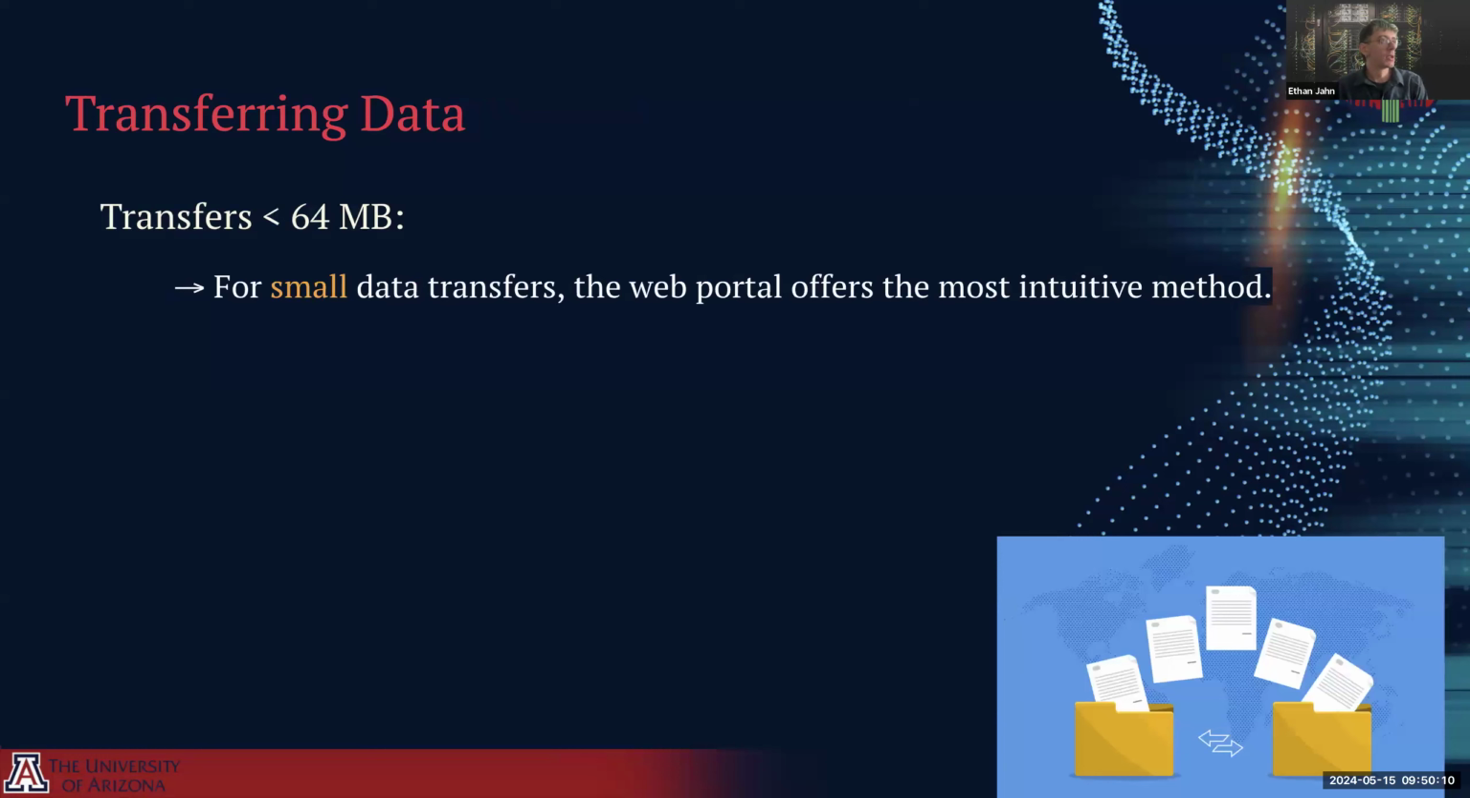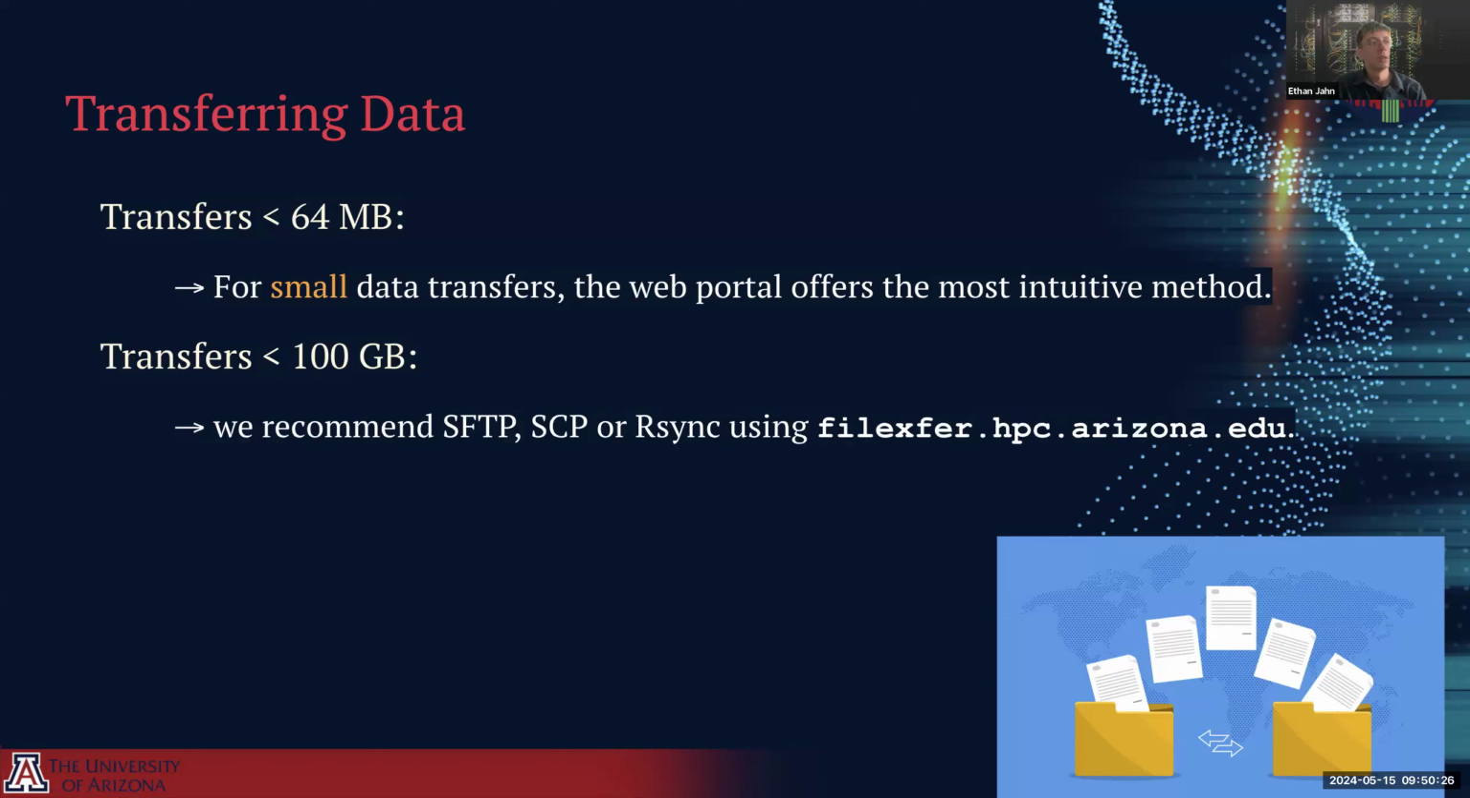Okay, so here are the recommended options for different file sizes. So transfers less than 64 megabytes. The web portal offers the most intuitive method. For transfers less than 100 gigabytes, we recommend using command line utilities such as SFTP, SCP, or rsync. And again, these are commands that have a wealth of information about them, so we're not going to be able to talk about them all in super detail, but just know that they exist and look up their man pages if you want to find their exact syntax.